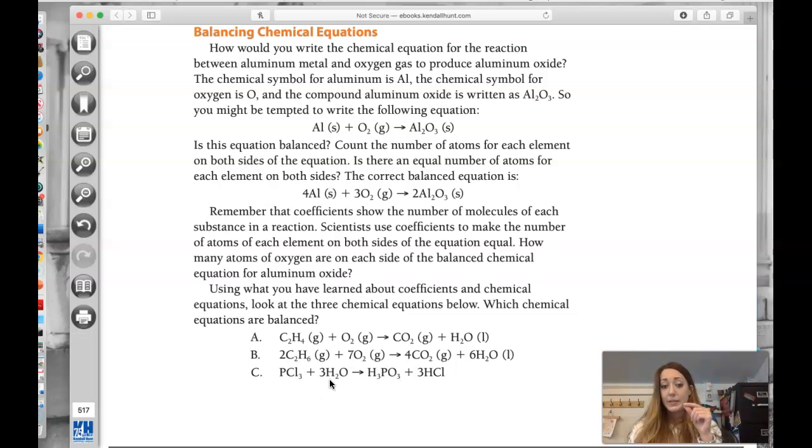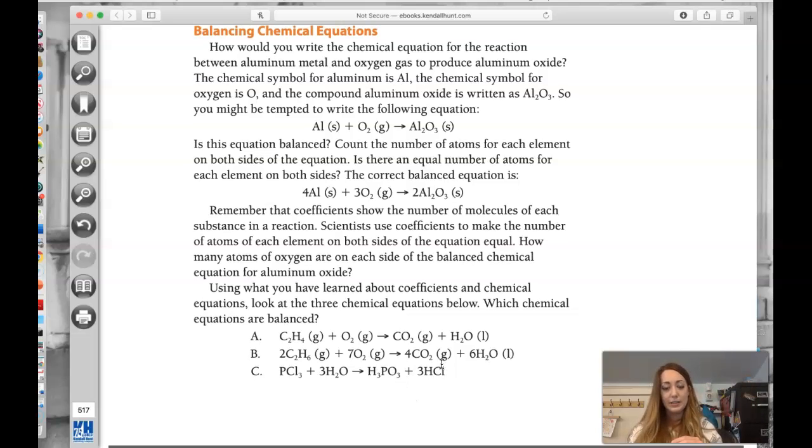So far we're balanced. 3 times 6, 6 hydrogens. Well, here I've got 3 hydrogens. Here I've got another 3 hydrogens. We're still balanced, and then this 3 applies to that oxygen too. So 3 oxygens, balanced.